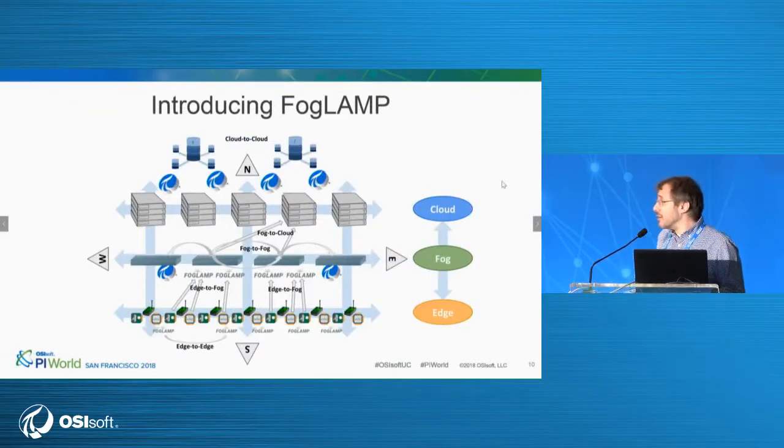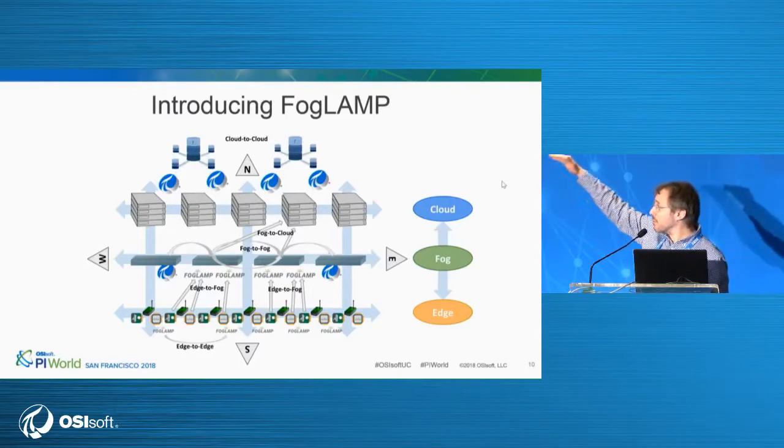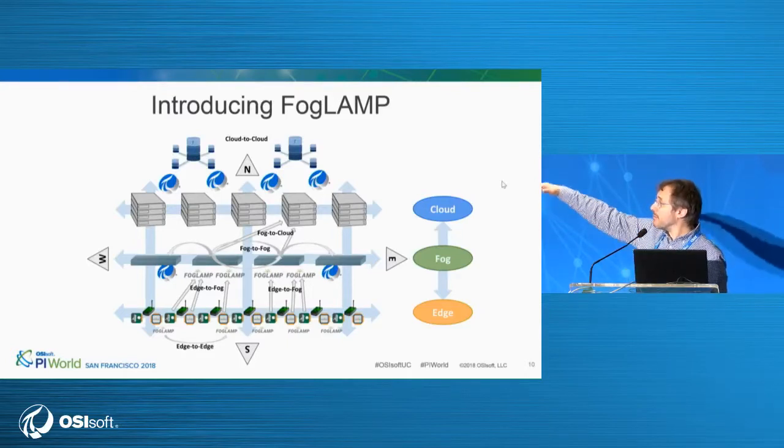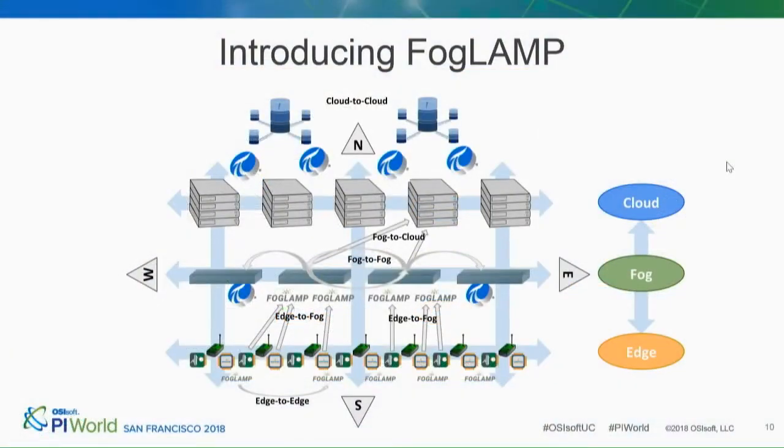So back to the original slide that I showed you before, right? The fog computing with multiple layers. If we just simplify this into 3 layers, edge, fog, and cloud, FogLAMP can run anywhere, clearly.